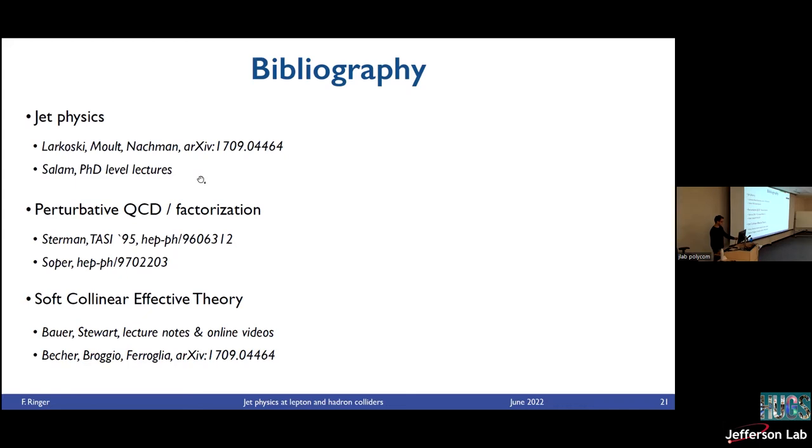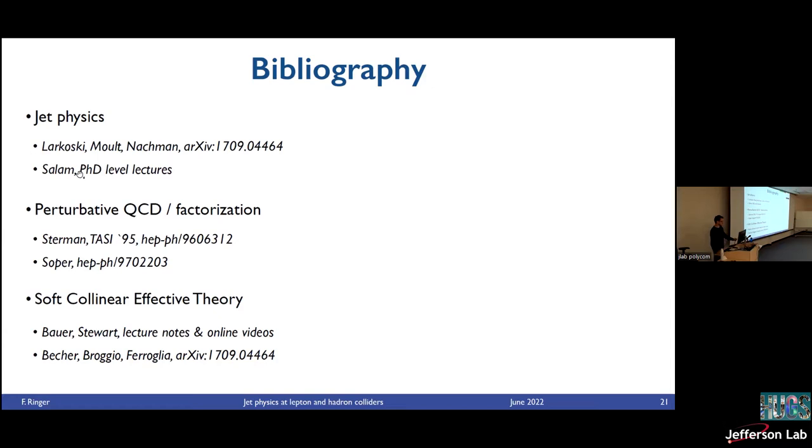There's one review article specifically for jet physics that you can see here that's, I think, mostly focused on the theory. There's a companion paper that's on the experimental side. It's a couple of years old now, but it's still a very good reference. For the more general jet physics topics, if you just Google, there are some PhD level lectures from Gavin Salam, who is of course one of the founders of jet physics. So there's a lot of interesting stuff here.